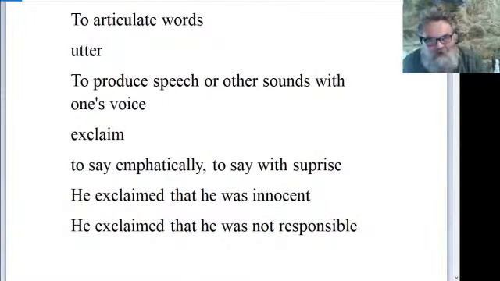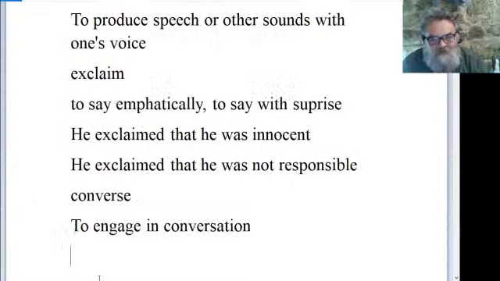Okay, so let's have a look at another one of these words. So to converse, to engage in conversation. This is like the same word as these basketball shoes that everybody wears. So I was conversing all afternoon with some really interesting people. It's to talk about things with them. To engage in conversation.